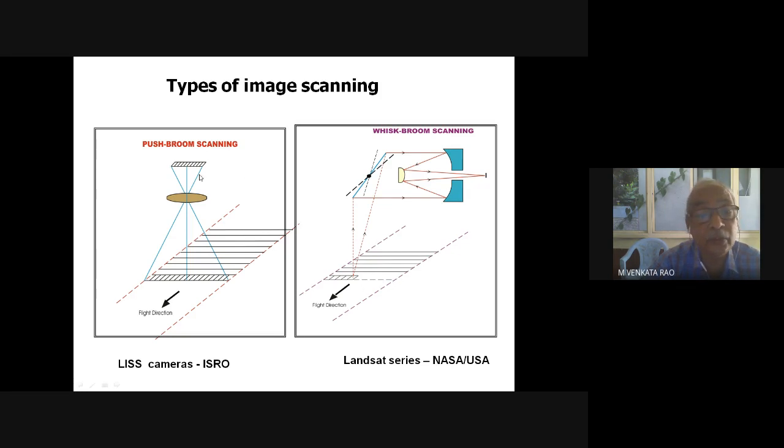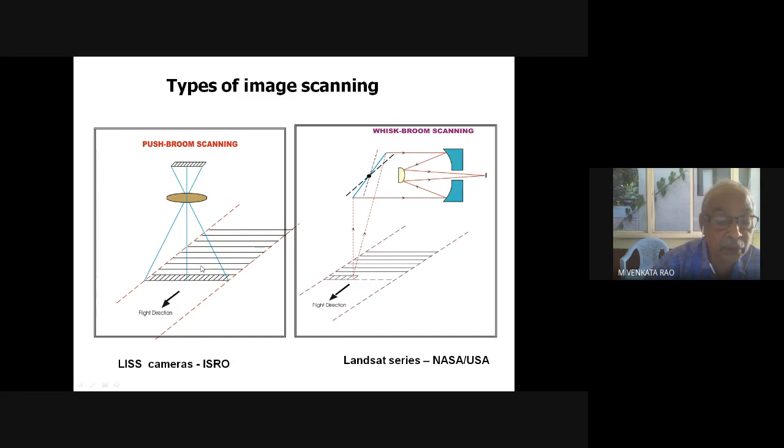Here what happens is instead of an array, you will have only one detector, one discrete detector, one photodiode. So each pixel will be formed by that photodiode. That means when the mirror is at one position, it will see this pixel, and like that, pixel by pixel it will scan. Then when it comes here again, it will go pixel by pixel. It can be done in both ways or one way. Normally it is done in both ways. So you scan this line like this, and again come back like this. This is called whisk-broom scanning.